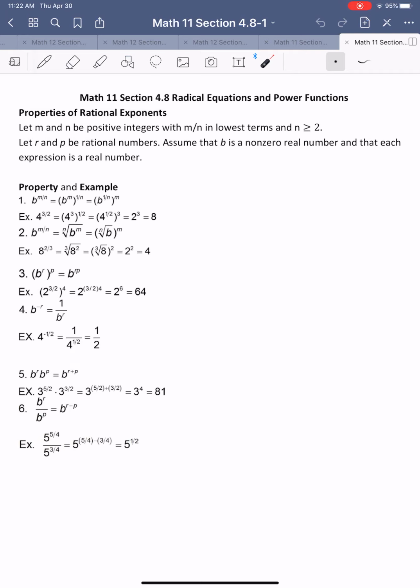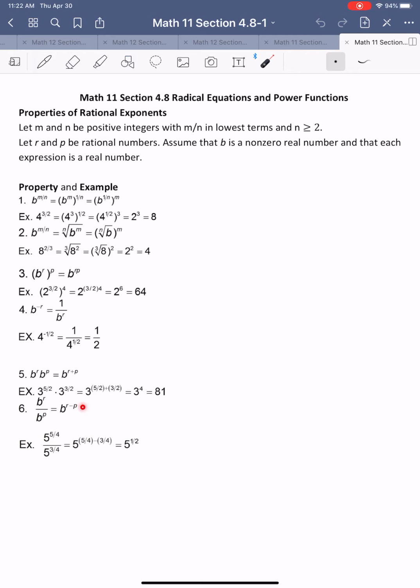Number 3 is the power rule, so for r and p, you can multiply them as powers. You can multiply the 3 over 2 power by the fourth power, and simplify it to 64 later. When you have a negative power, we can always change it to positive. When you multiply two numbers with the same base, you can just add the exponents. We call that the product rule. So 3 times 3, but each has a different power; the same base doesn't matter, so you add them up and then simplify.